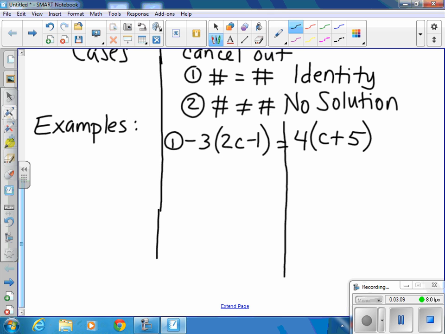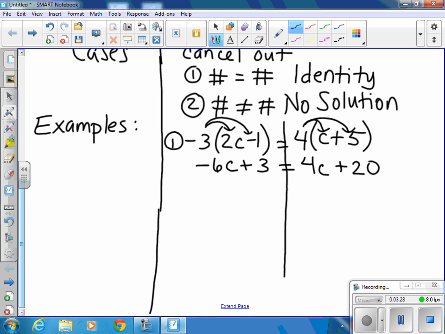You'll notice that you have to distribute on both sides of this wall, so that's the first step that you must do. Negative 3 times 2c is negative 6c. Negative 3 times negative 1 is a positive 3. Go to the other side and distribute over there. 4 times c is 4c. 4 times 5 is positive 20.